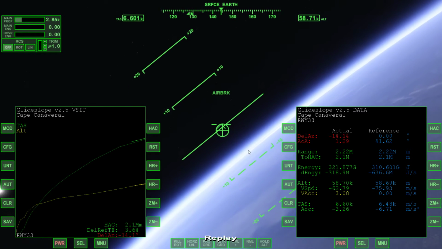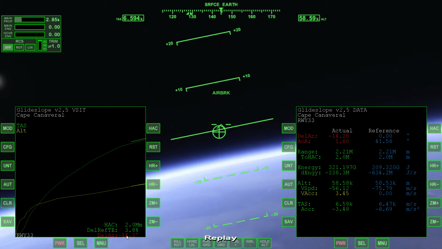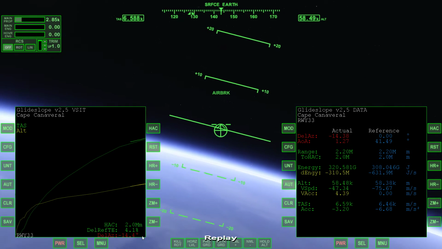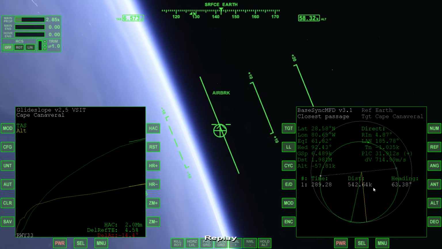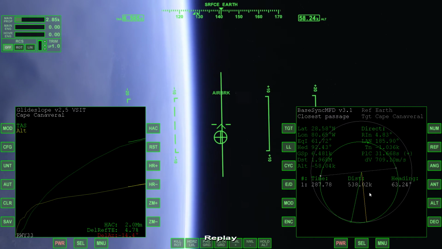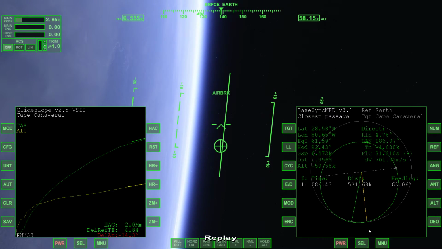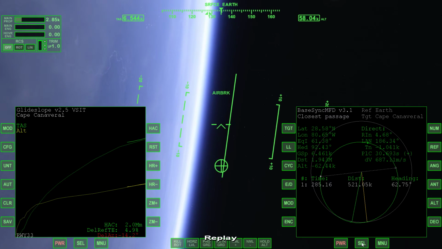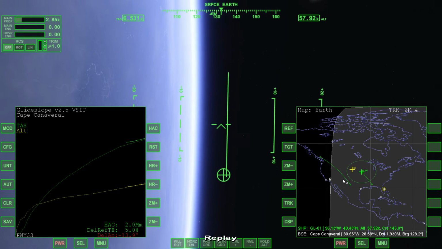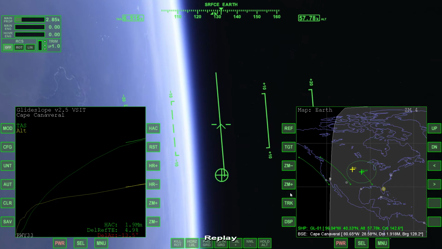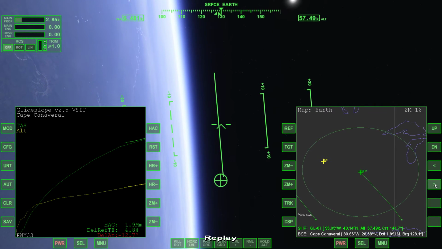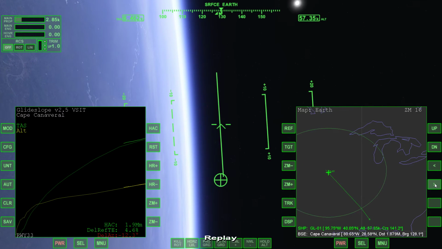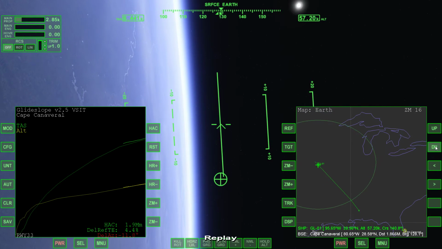All right, so we're doing another roll reversal. Delta azimuth has climbed way up to -14 in that direction. Hop over and look at base sync. See, we're over 500, almost 550 kilometers off from the base, so we'll turn back and start heading back over to it. If I pull up the map MFD, you can take a look at what's going on here. Let me move over a little bit so you can see Florida there and down. So you can see where we are.